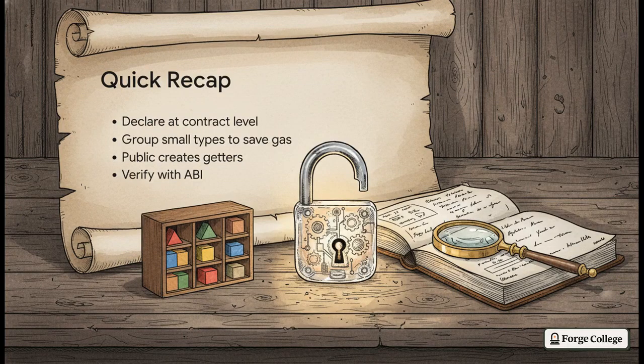Let's do a quick recap of our engineering blueprint today. First, you absolutely must declare variables at the contract level if you want them to persist. Second, you are now officially a warehouse Tetris master. Group your small types together to pack slots and save gas. Third, marking variables as public generates those handy getters, while using constant or immutable lets you bypass the standard expensive storage slots altogether. And lastly, always verify your layout by compiling and checking the ABI.